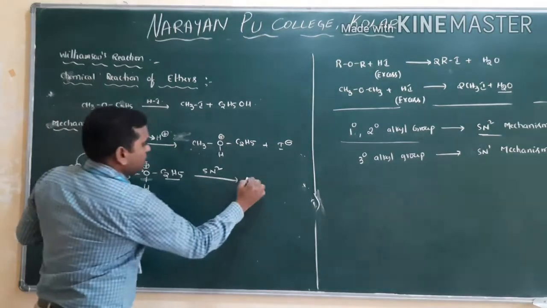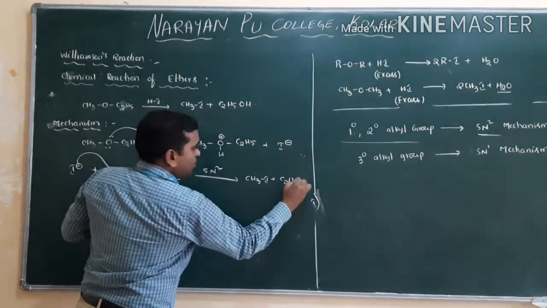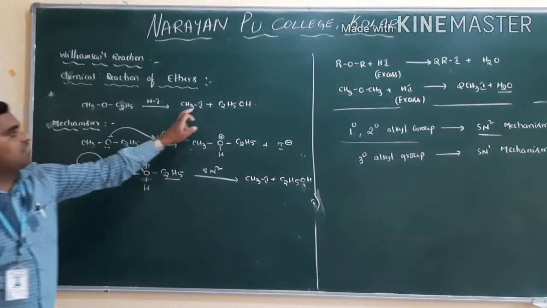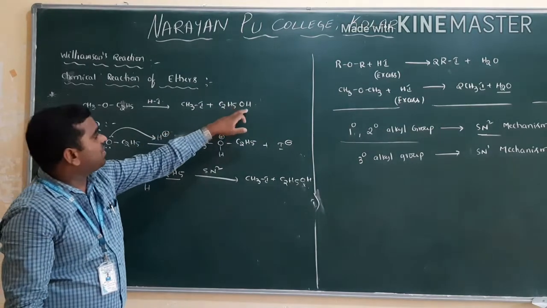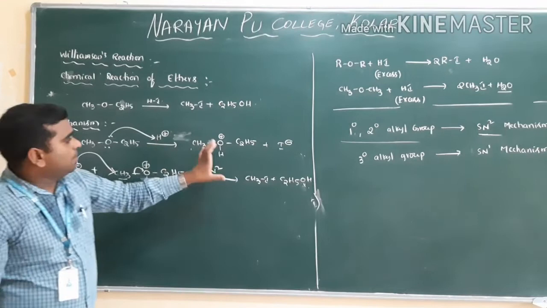So that's why the compounds you will get are CH3I and C2H5OH. That is the only outcome. You should not write C2H5I and CH3OH here. So this is the mechanism.